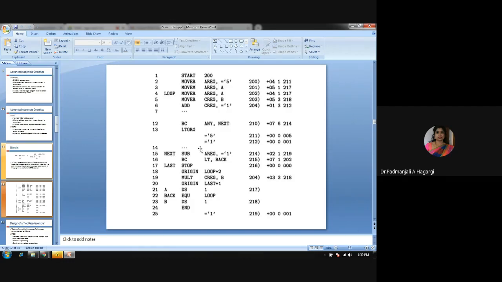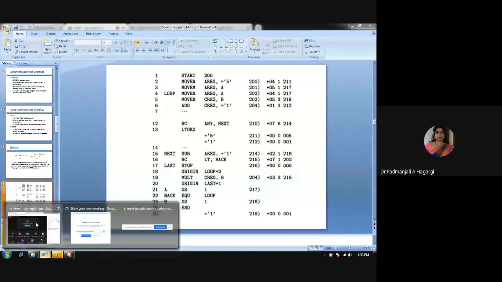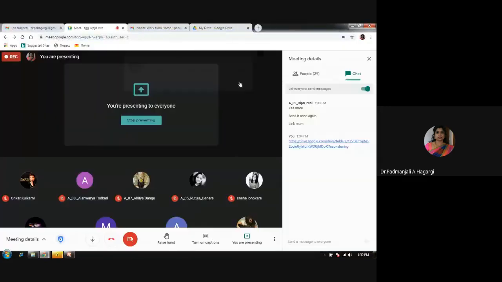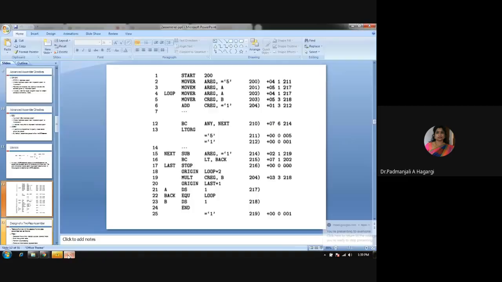As we know, there are advanced assembler directives like ORIGIN, EQU, LTORG. These are nothing but the advanced assembler directives, and they themselves have the instruction code, which is nothing but the operation code, for what it is supposed to do whenever it is seen in the lines of the source program. Now the source program is not a high level program. This is a program in assembly language.